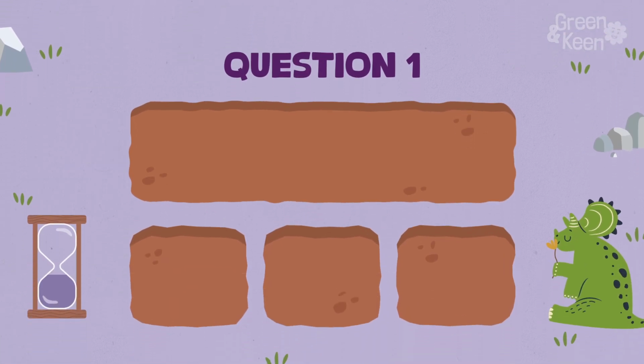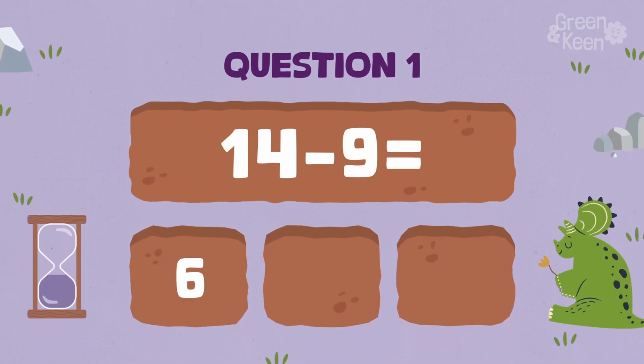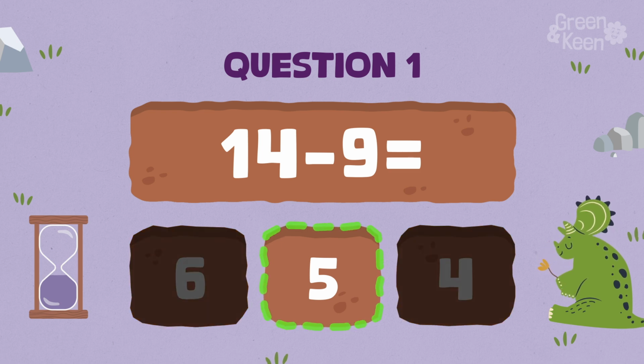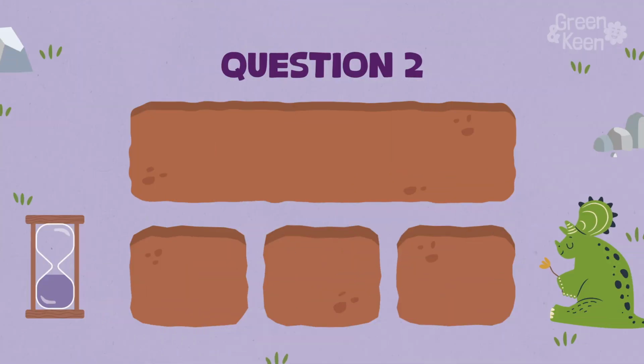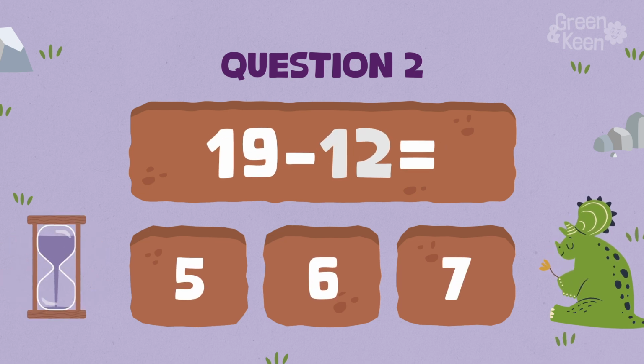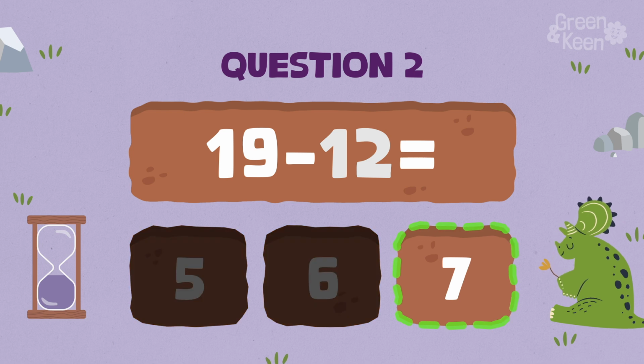Question number 1. 14 minus 9 equals... The answer is 5. Question number 2. 19 minus 12 equals... The answer is 7.